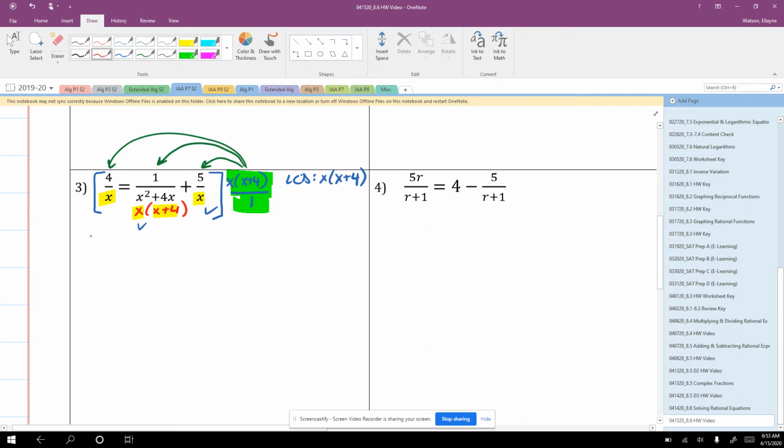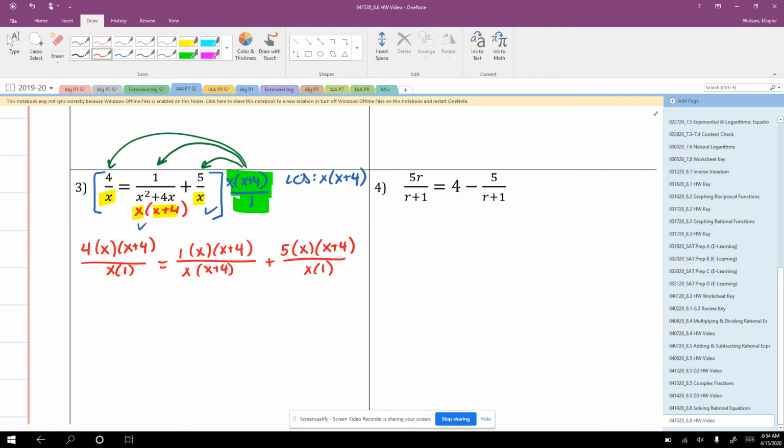So we'll get 4 times (x plus 4), and the bottom is just x times 1. Equals, do the same thing, 1 times (x plus 4). The bottom stays the same, x times (x plus 4), plus 5 times (x plus 4) over x times 1. Okay?